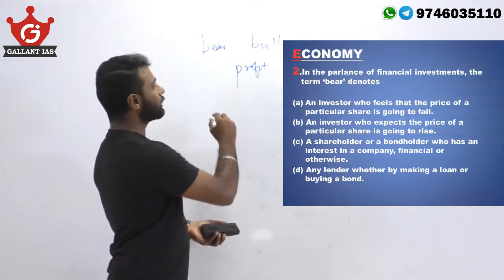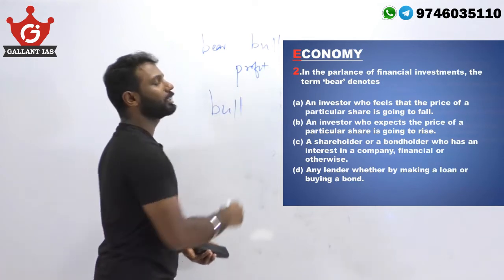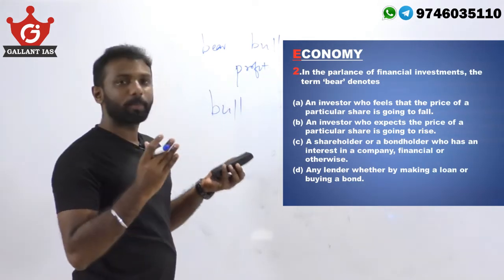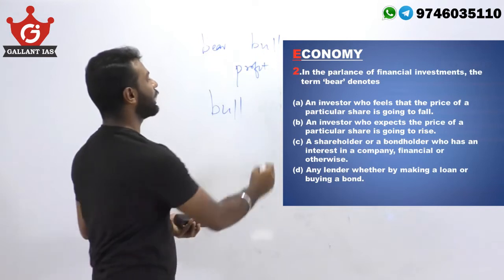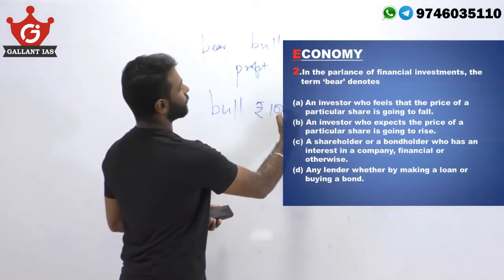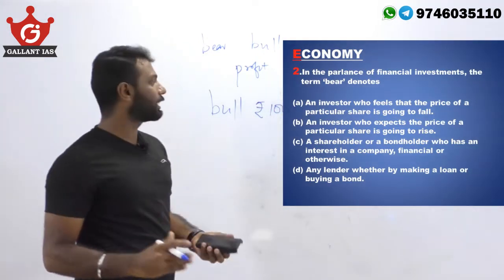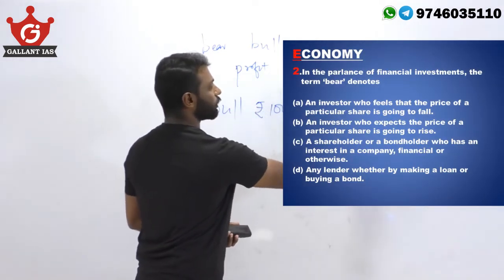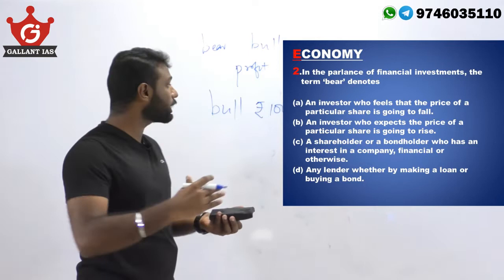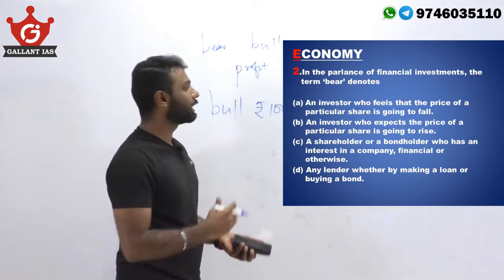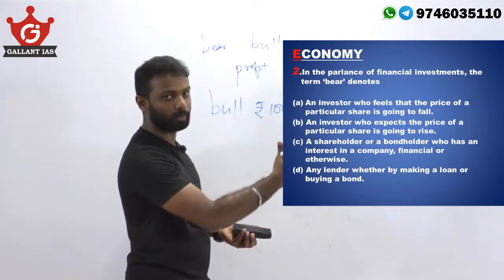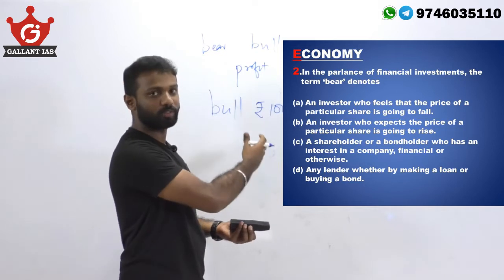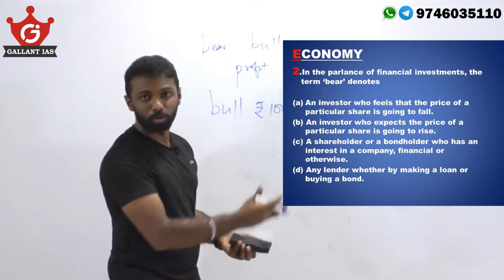And the other term is bull trade. That means currently a person has a security, say at a value of rupees 1000. And if he feels that the price is going to increase, say it might increase to 2000 or so on, he purchases more securities. That means later on he can get more profit from the security. This is called bull trading.